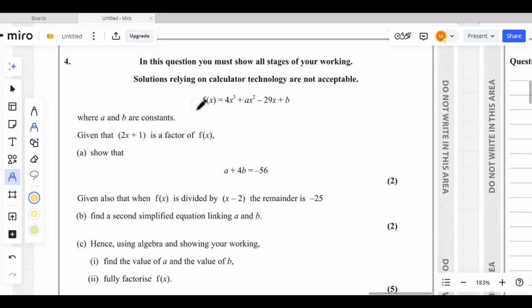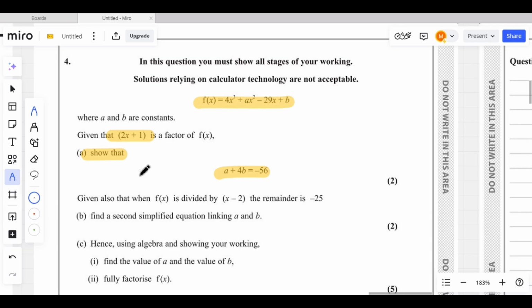So the function f of x is given there, 4x cubed plus ax squared negative 29x plus b, where a and b are constants. They have given that a factor of f of x is 2x plus 1. We need to show that a plus 4b equals negative 56. So we can see that one of the factors of f of x is given there.